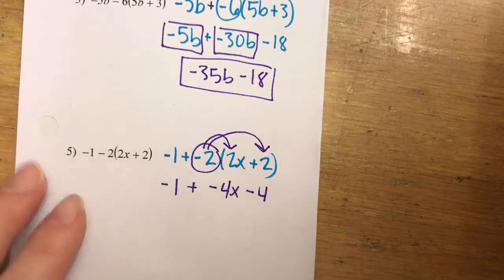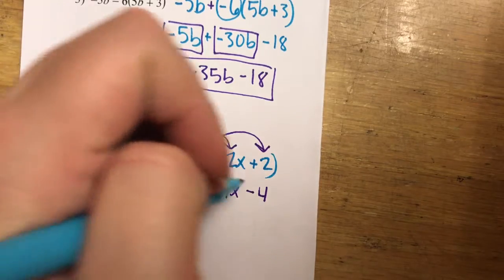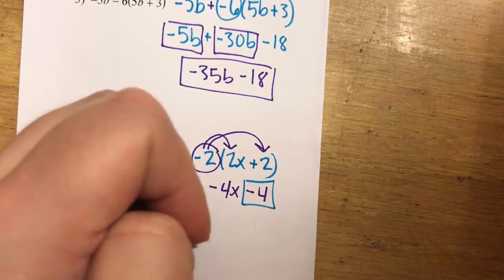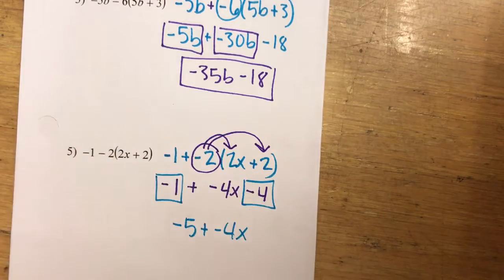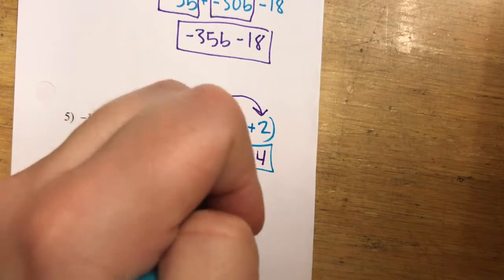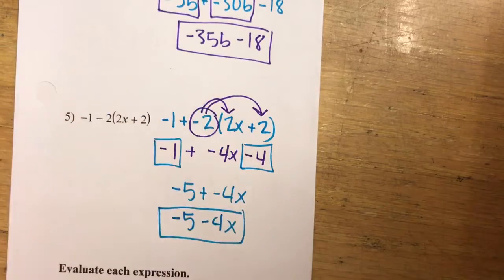And then we can combine the like terms of negative 1 and negative 4, which is negative 5, and then plus negative 4x, or you can simply just write negative 5 minus 4x. And that is your answer.